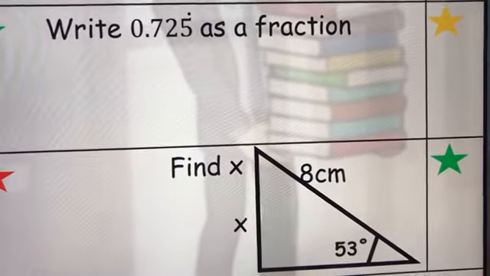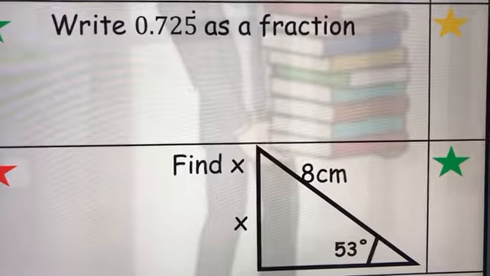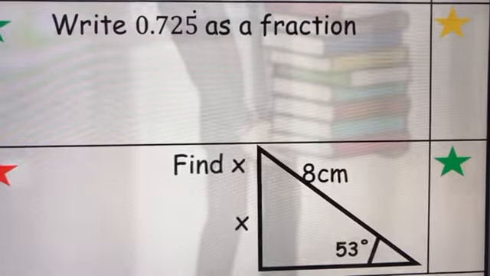0.725 recurring as a fraction. Okay, this is what we're doing today. If you don't know this, this is the topic we're really going to focus in on. I've got x equals 0.725555... So what I do is I first put this into an equation.